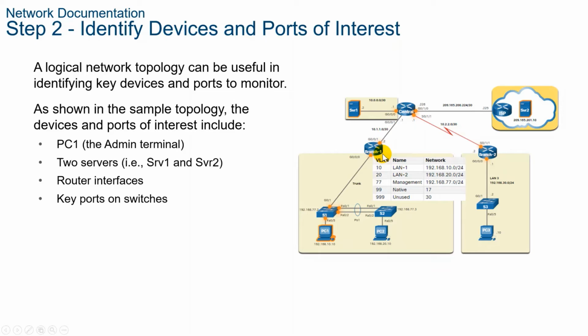A logical network topology can be useful in identifying key devices and ports to monitor. In the figure here, the network administrator has highlighted devices and ports of interest to monitor during the baseline tests. The devices of interest include PC1, which is the admin terminal, and the two servers, Server 1 here and Server 2 there. The ports of interest typically include router interfaces and key ports on the switches. All of these marked with dotted orange could be points of interest for the administrator.